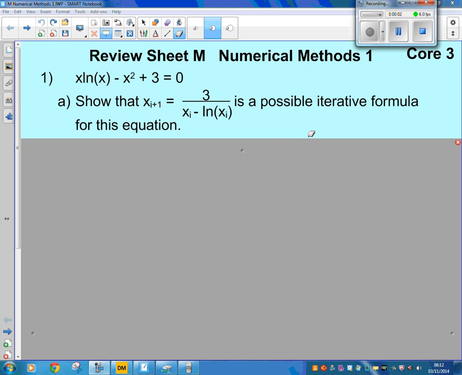Core 3 Review Sheet M, Numerical Methods 1. The questions on this video are different from those on the review sheet, but working your way through the video will help you to answer the review sheet. So first of all, we've got an equation here.